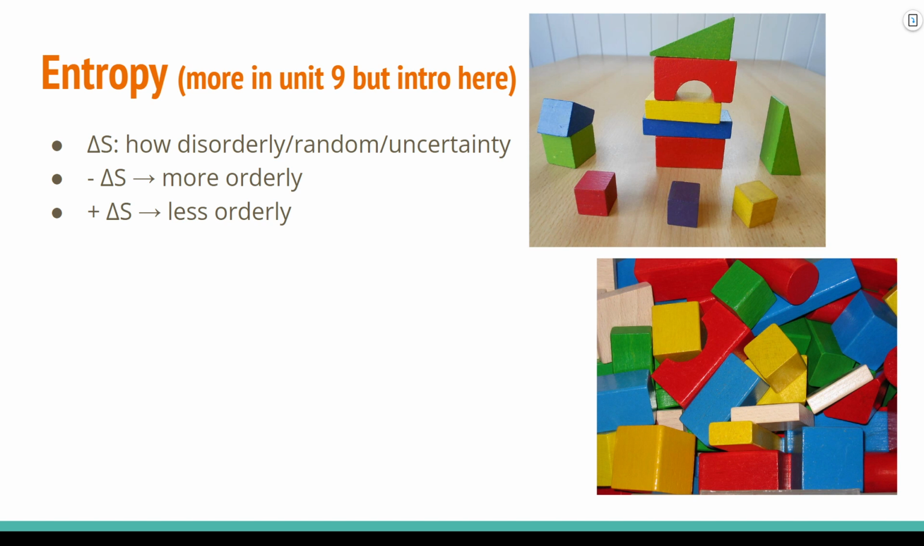It's more chaos. So you can see here's my two examples with some blocks. And so these blocks here are organized in a nice way. Maybe we're making like a little village or something. And so since it's more orderly, overall this delta S is negative. Versus here, I just threw the blocks in some bucket or whatever. And so since it's less orderly, it is positive S. All right.